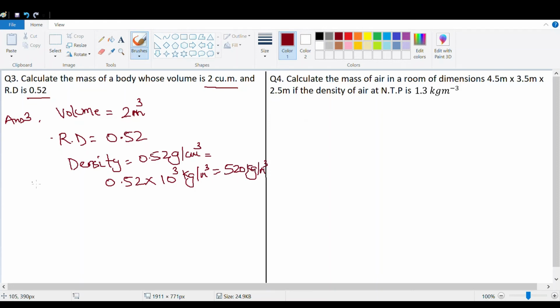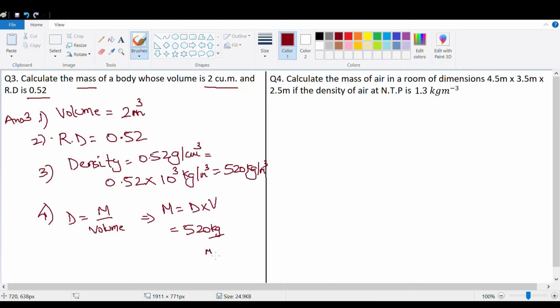So the only formula we know which connects density and mass and volume is density is equal to mass upon volume. So we need to calculate the mass, which means mass is equal to density into volume. Density is 520 kg per meter cube. Volume is 2 meter cube. So meter cube and meter cube gets cancelled. Therefore, mass is equal to 520 into 2. That's 1040 kg. So the mass of the substance is 1040 kilogram.